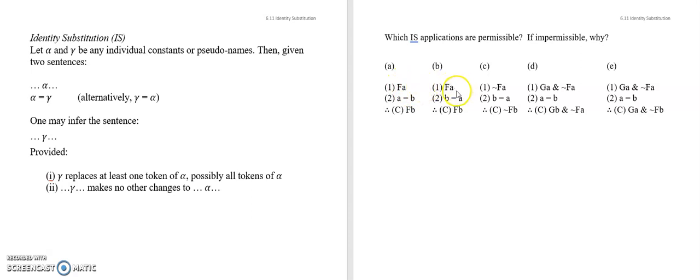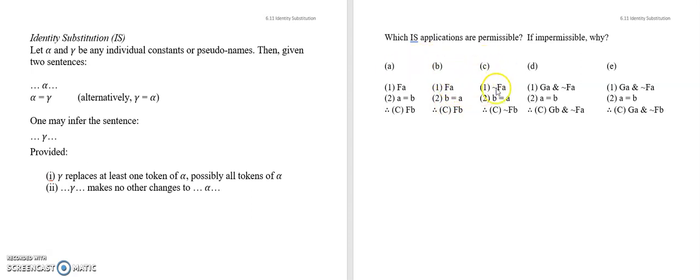All right, now let's take a look at this one. The only difference between A and B is the order in which the identity relata are written. Does that matter? No, it does not. B is permissible. This is absolutely allowed. You can do this, and that's what I mean here when I say alternatively gamma is identical with A. So it won't matter which order the identity is written in, okay? And that's the point of A and B here.